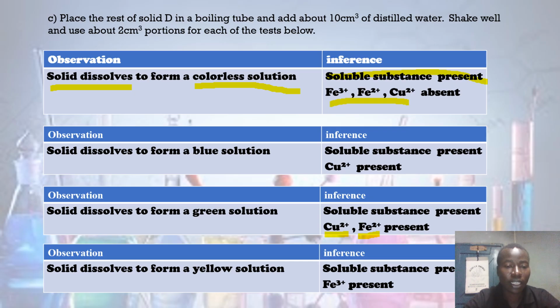And then if the solid dissolves to form a yellow solution, in this particular case, it will mean that the iron 3 ions are present.